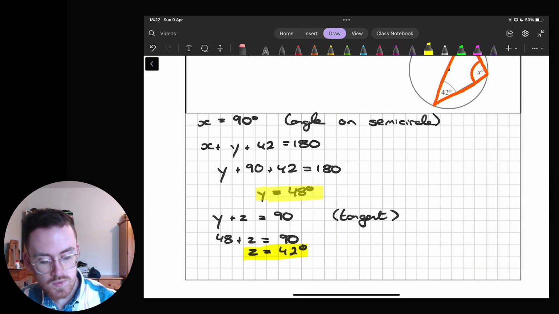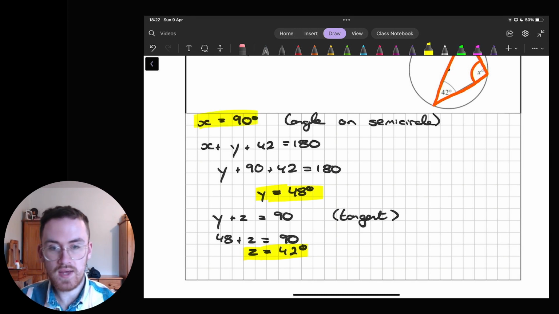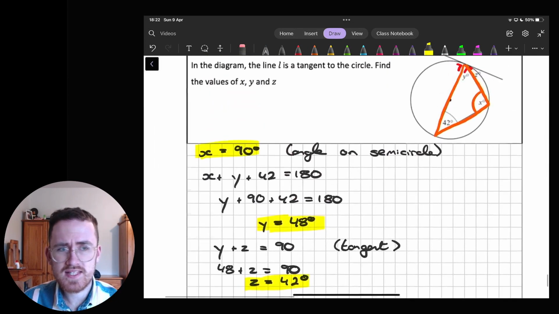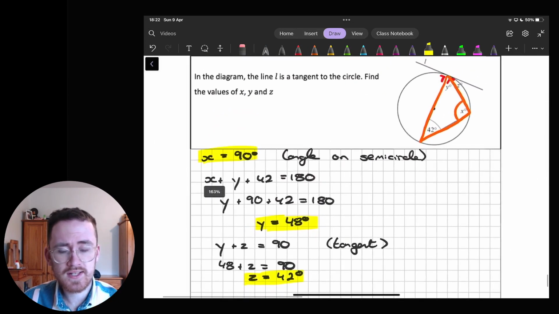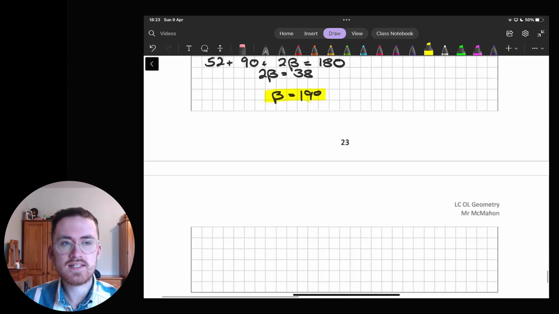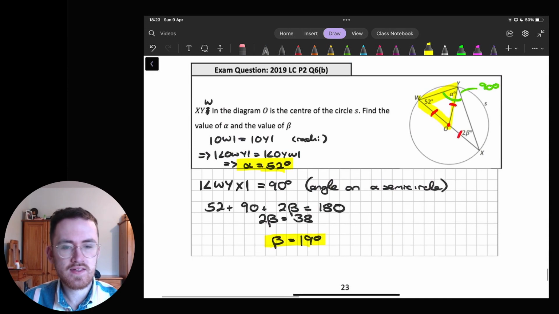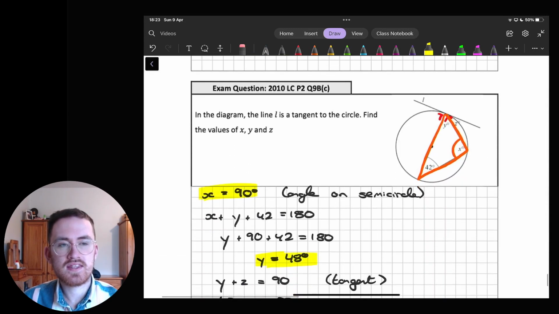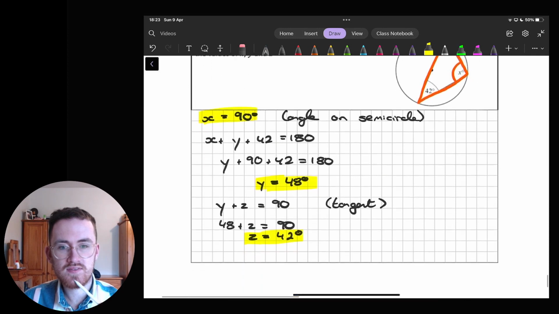Once we know all of these rules fairly well, you'll find that a lot of the questions use the same rules in the same way. The angle in a semicircle came up in nearly every question that we did. And the idea of using the radius comes up in a lot of questions, as we saw in this example here. Using the radius to find isosceles triangles comes up quite a lot. The last one was that the tangent is perpendicular to the radius, which means that we get an angle of 90 degrees there, and we used that in this one to find the value of z.